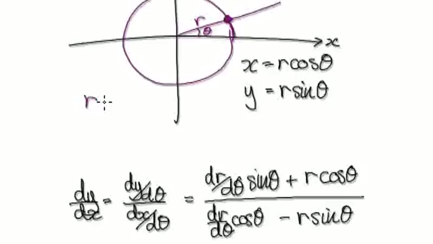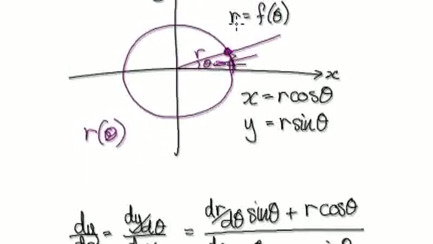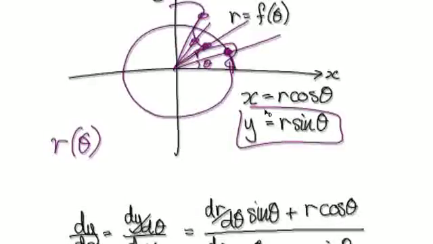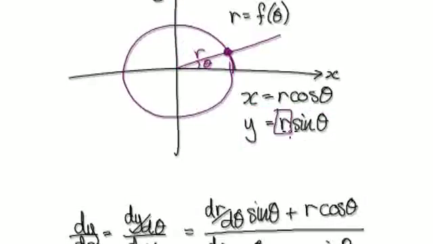remember r is a function of theta, because as you vary theta, remember our polar form could be something like this. The minute you vary theta, then r reacts accordingly. So r is a function of theta. So when you differentiate this, you've got to use implicit differentiation here, because r is a function of theta.